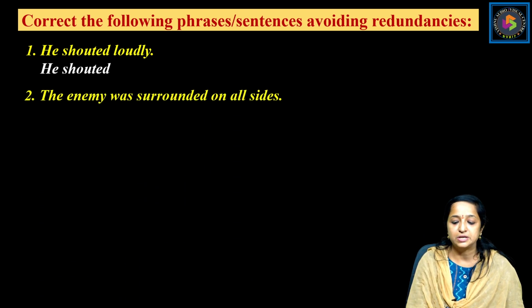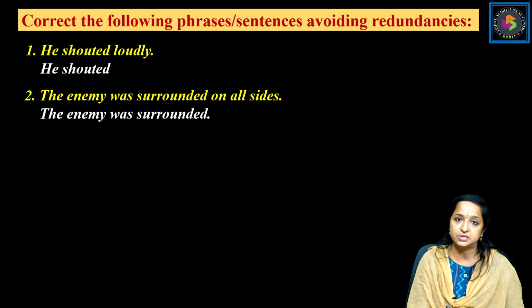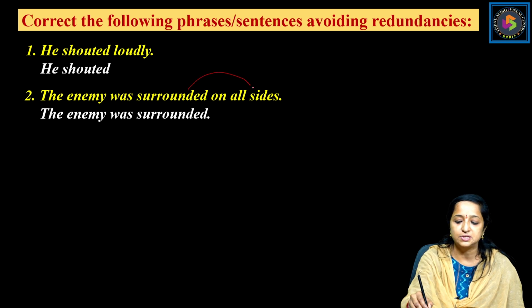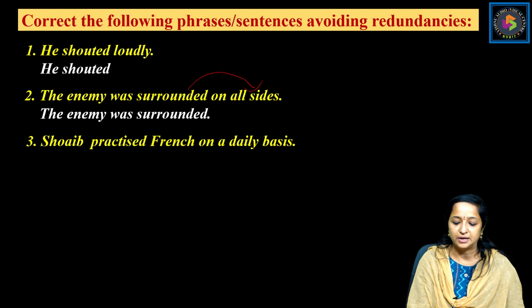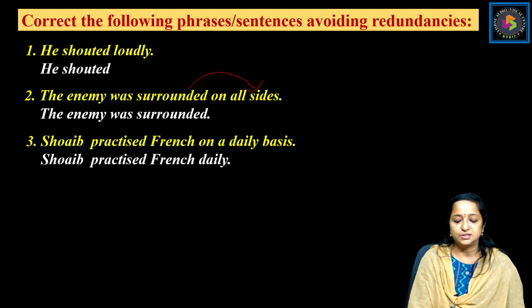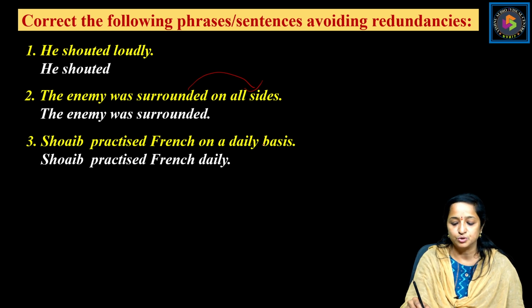Then the enemy was surrounded on all sides. So instead of that, we can simply write the enemy was surrounded. Surrounded only represents all sides, so there is no need to write on all sides. The next, Shoaib practiced French on a daily basis. So Shoaib practiced French daily. So again, there is no need to write basis.